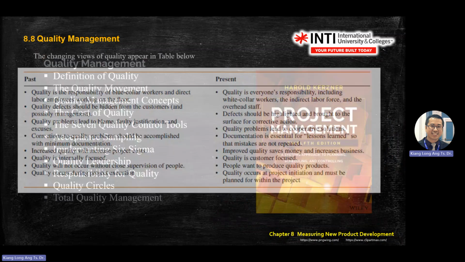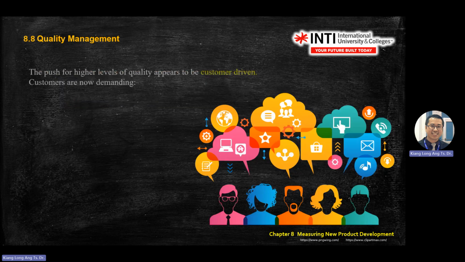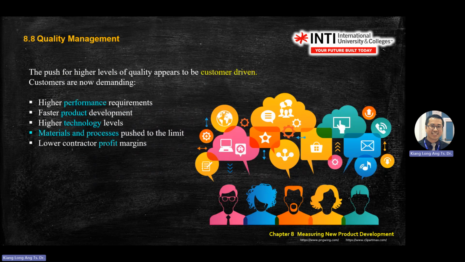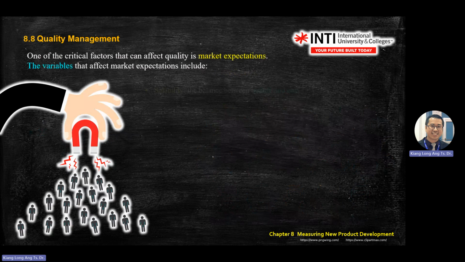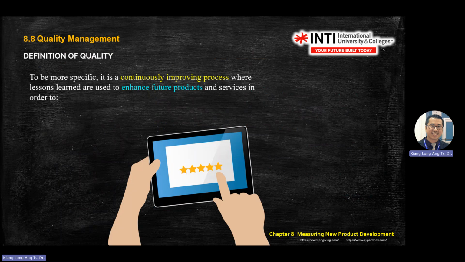Okay, so since this is a table, the question might ask you to tell what are the differences between the past and present view on quality. So there's 1, 2, 3, 4, 5, 6, 7, 8. Maybe 3 points from the past, 3 points from the present. Okay, so pay attention to this table. The rest you read. TQM, repeat again.